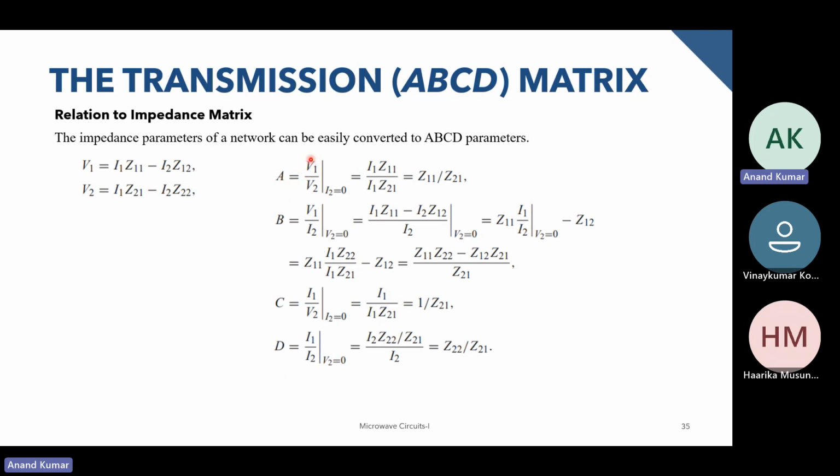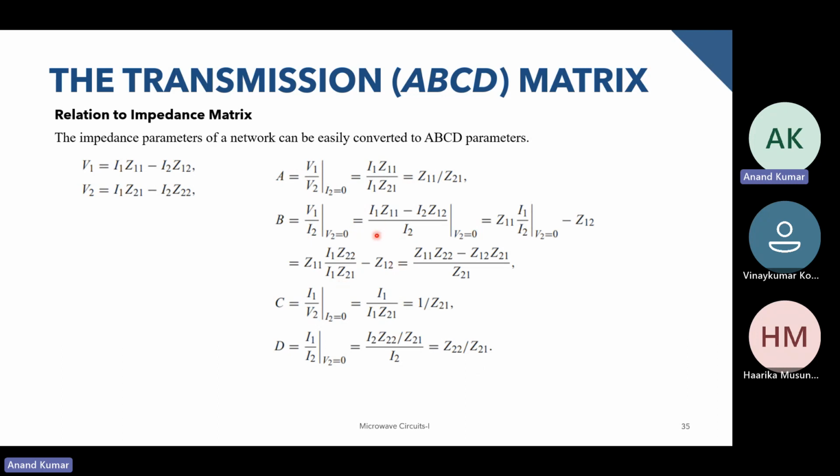Now A is given by V1 by V2 at I2 equal to 0. For that case, we can write V1 is equal to I1 Z11, because I2 is 0, and V2 is equal to I1 Z21, because I2 is 0. And these I1s cancel out, and we get Z11 by Z21 is equal to A. Similarly, we can calculate B, C, and D by substituting whatever needs to be 0. B is equal to Z11 Z22 minus Z12 Z21 by Z21, and C is equal to 1 by Z21, and D is equal to Z22 by Z21. So this is what you'll get.